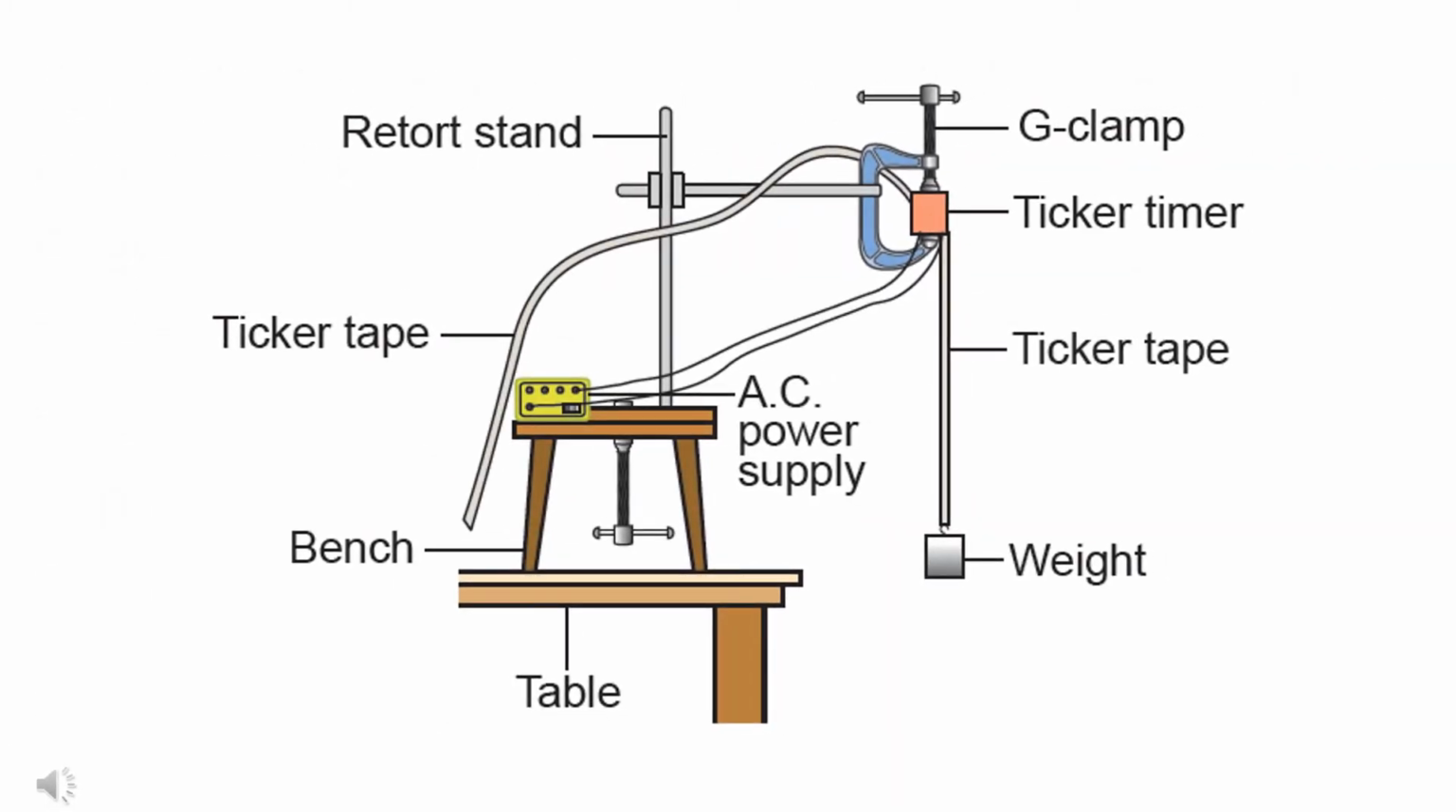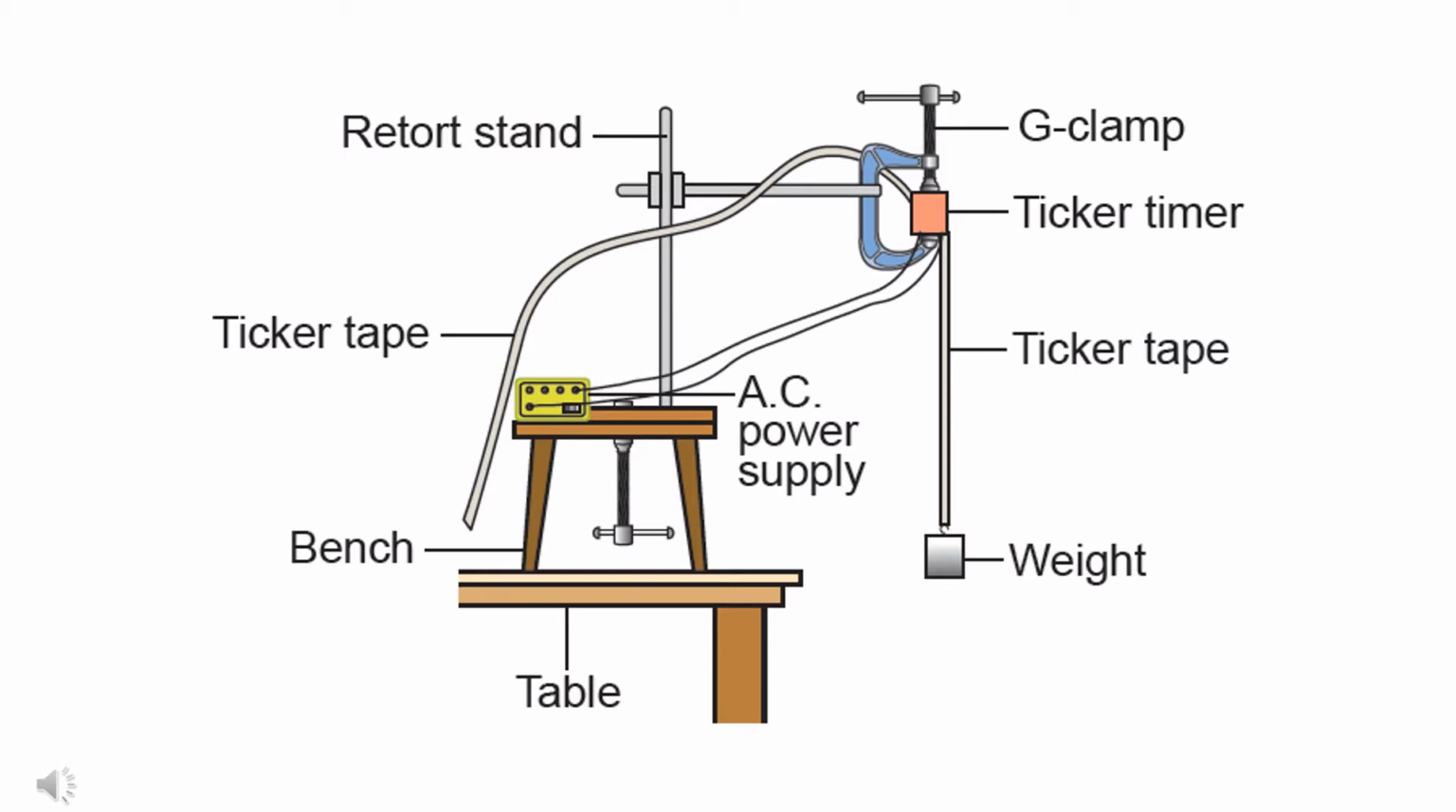What is the value of g? How can we determine the value of g in the laboratory? Let us carry out an experiment. This experiment is to determine the value of gravitational acceleration by using a ticker timer. Observe the setup of the apparatus.